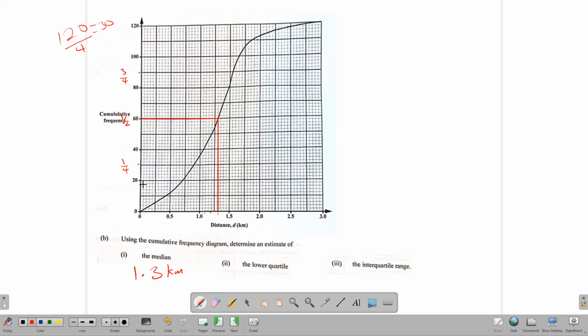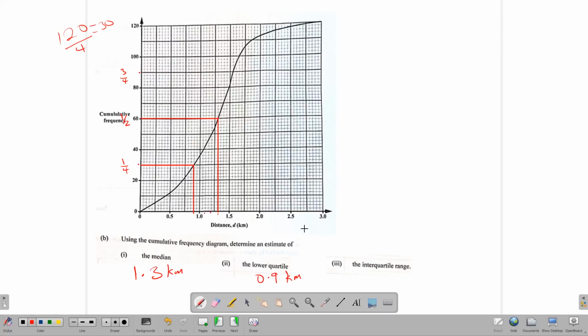The lower quartile is from here at the quarter way value. It's a halfway point between 0 and the median. It's sometimes called the lower median. And so we just take our line and we draw it from here, go across to the curve, touch the curve, drop it down, and we get our value. Notice that here, right now, it's saying 0.9. So that's our lower quartile.